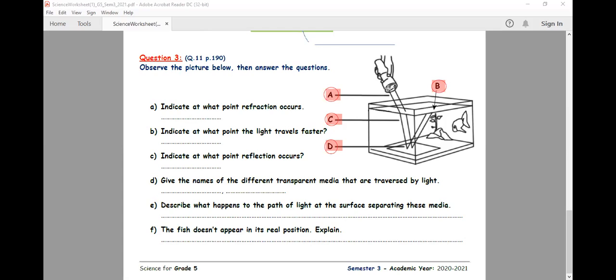Okay. The fish does not appear in its real position. Can you tell me why? Can you explain?